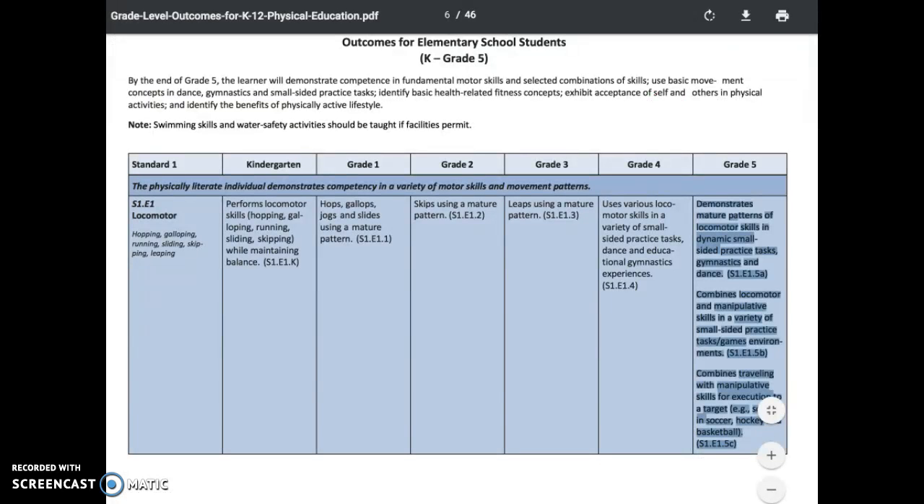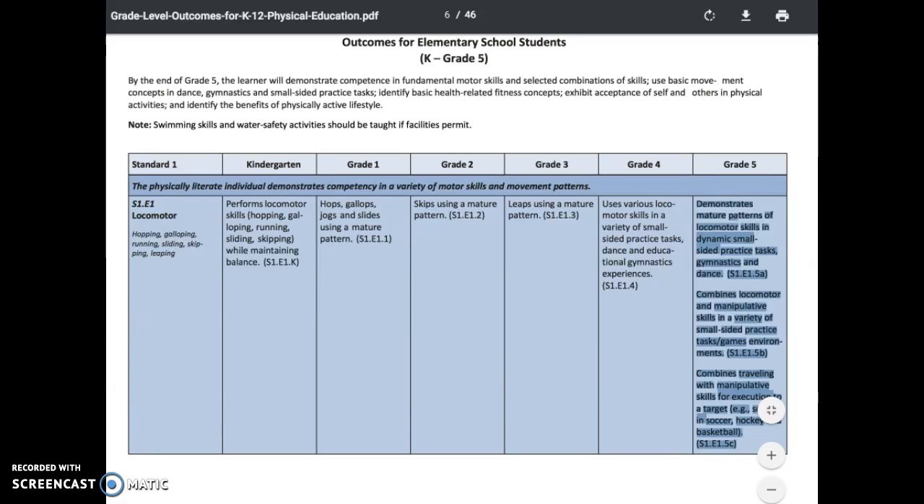The content standards for this lesson are from the Society of Health and Physical Education, also known as SHAPE, which are from the National Standards and Grade Level Outcome for K-12 Physical Education. The standards are listed in the Grade 5 column, highlighted here.